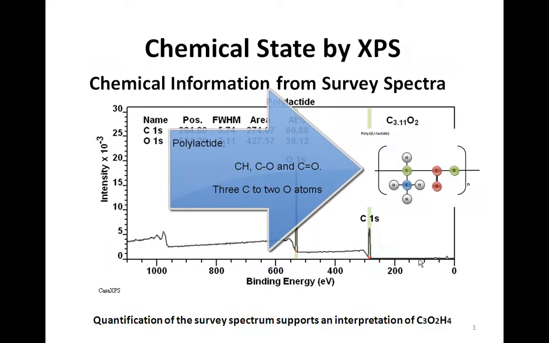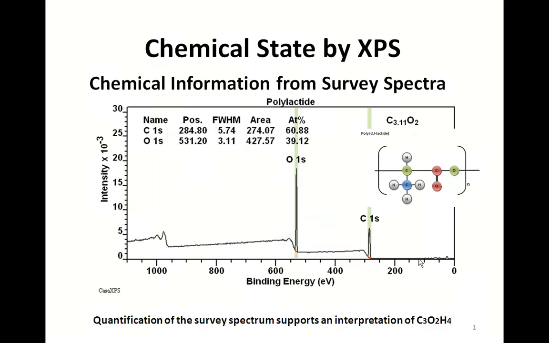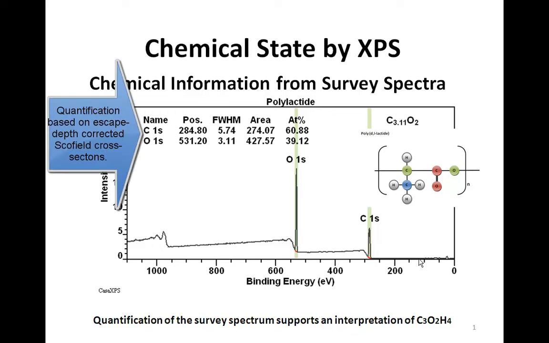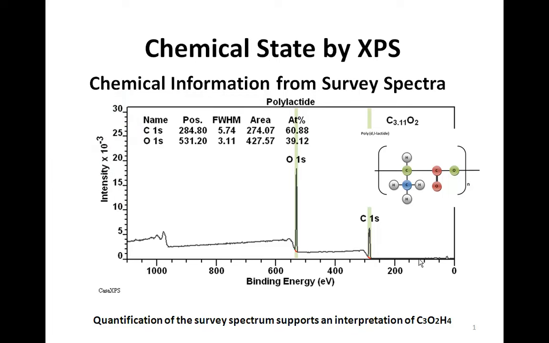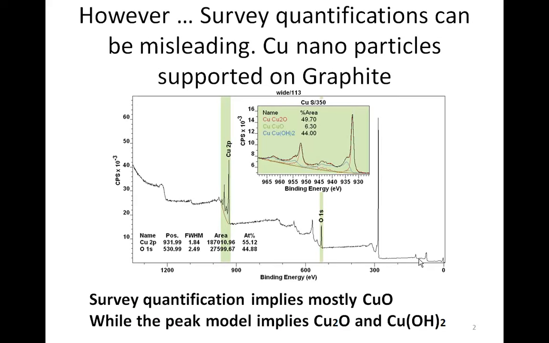a sample we believe to be polylactide, and the polylactide ought to give us oxygen and carbon in a given ratio, and it should be 3:2, and when we look at the survey spectrum, indeed we get 3:2, so we have evidence now that supports the assignment of polylactide. However, this is not really enough. We need to consider a little bit more than simply the survey spectrum for the following reasons.